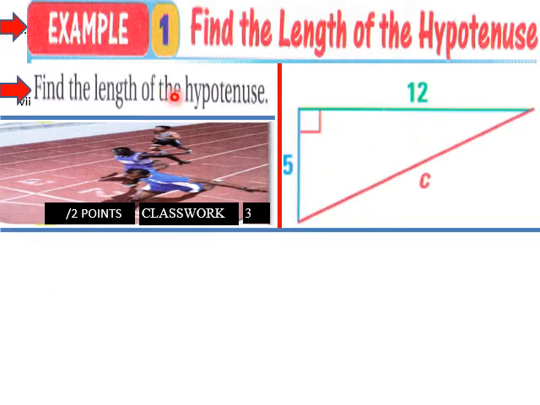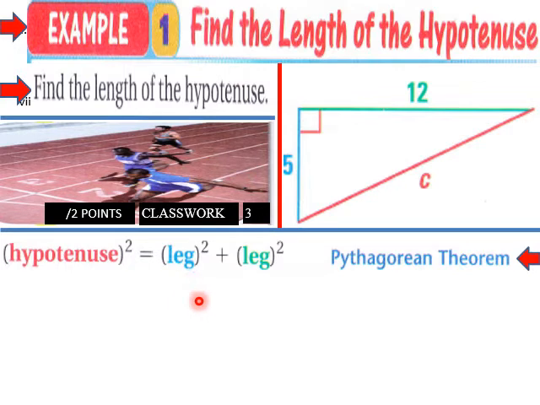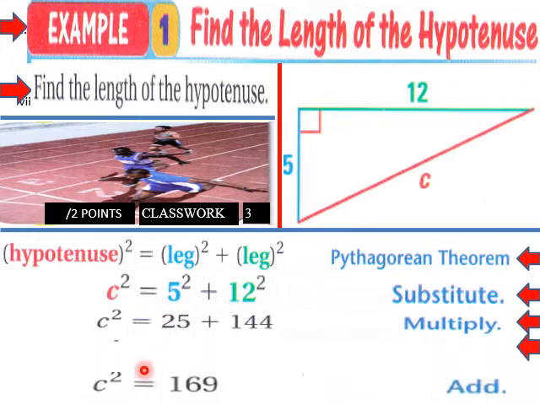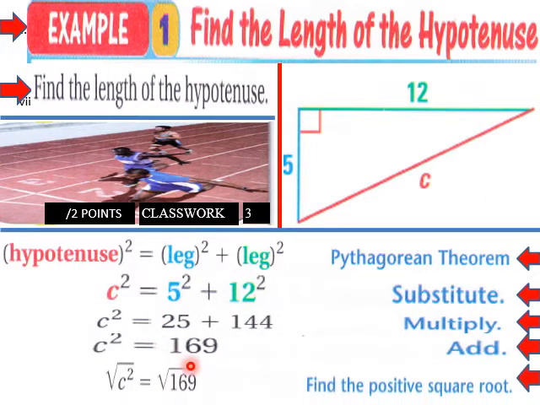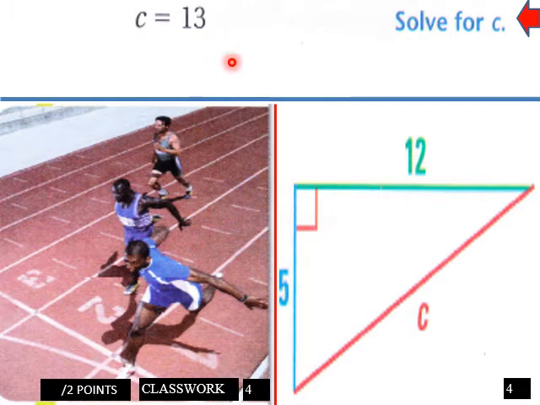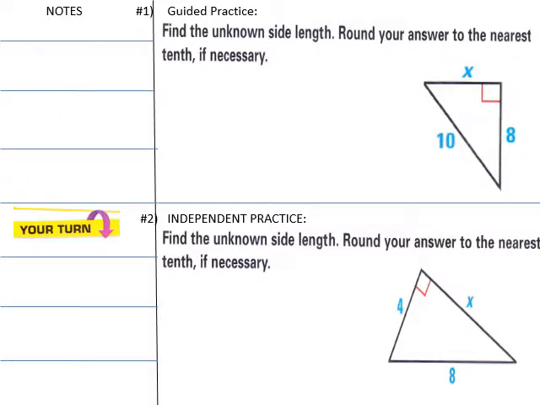Sample 1, find the length of a hypotenuse. So we have this here. Here's our hypotenuse. We have our legs there. So hypotenuse would equal the sum of the squares of the other legs. We plug in our values. C squared equals 25 plus 144 equals 169. And it'd be the square root of 169, which is what? 13. So C would equal 13 in this case here.